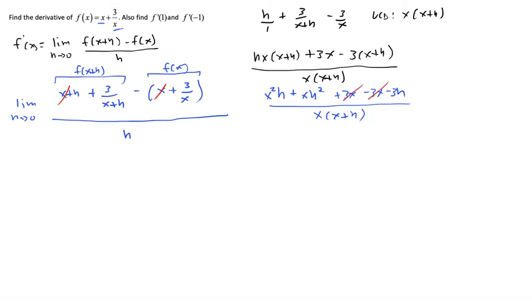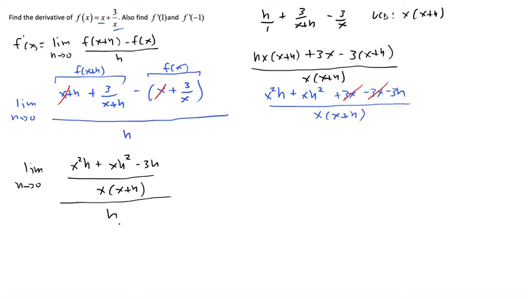Okay, so moving back here, what are we left with? We are left with the limit as h approaches 0 of this guy. We got x squared h plus xh squared minus 3h over x times x plus h. And all of that is still divided by h, because we still have this one down here. Now, because we are just dividing by h, it turns out that we can just flip that. So we get x squared h plus xh squared minus 3h, and this will just come to this denominator here.